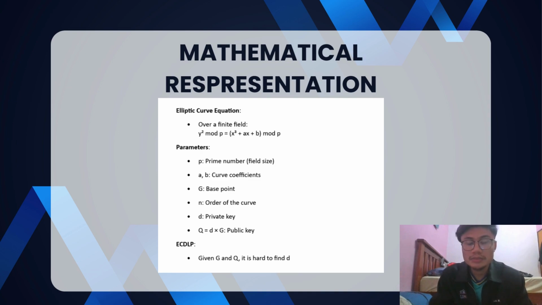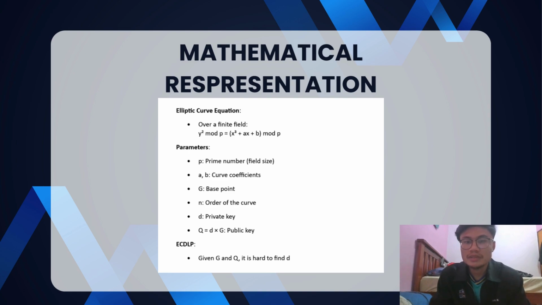Here P is a prime number which defines the size of the finite field. A and B are constants that determine the shape of the curve, and x and y are coordinates of a point on the curve. In ECC, we choose a specific base point called G on the curve. This point is publicly known and is part of the system parameters. Then a private key D is selected randomly. This is just a large integer.